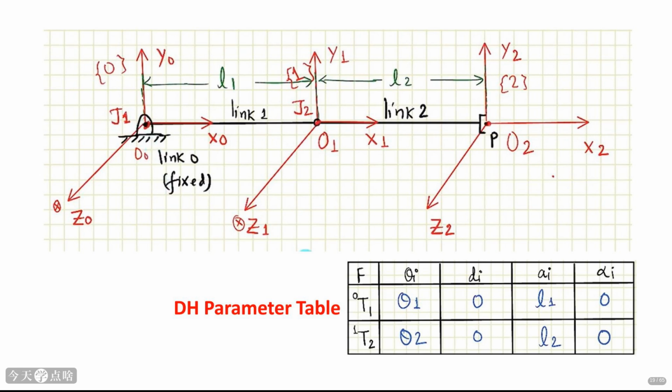Next, we create the DH parameter table. For this 2DOF robot, we have two joints. The table lists the DH parameters for each joint: θi, di, ai, and alpha i. For joint 1, θ1 is the joint angle, d1 equals 0, a1 equals L1, and alpha 1 equals 0. For joint 2, θ2 is the joint angle, d2 equals 0, a2 equals L2, and alpha 2 equals 0. These parameters are derived from the geometry of the robot. With the DH table, we can now calculate the transformation matrices.